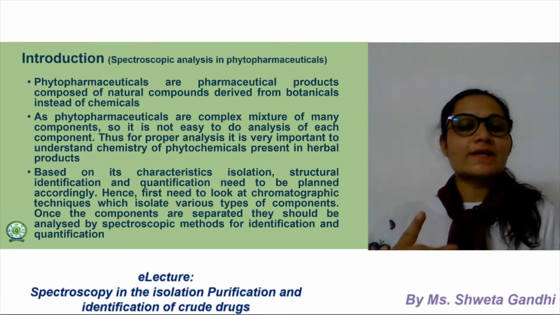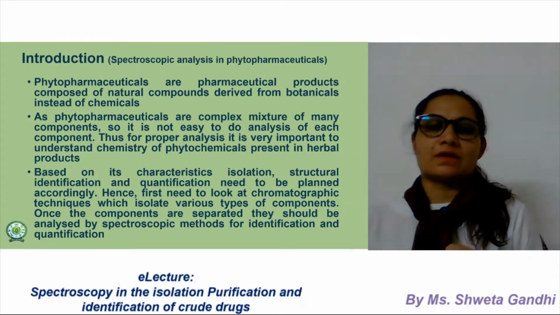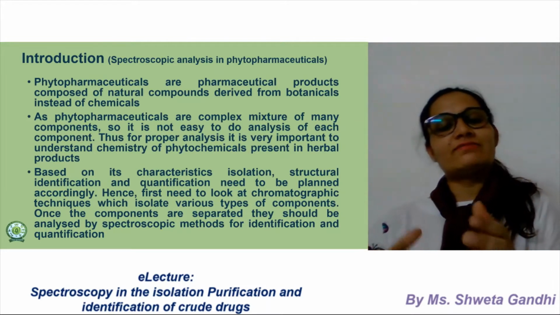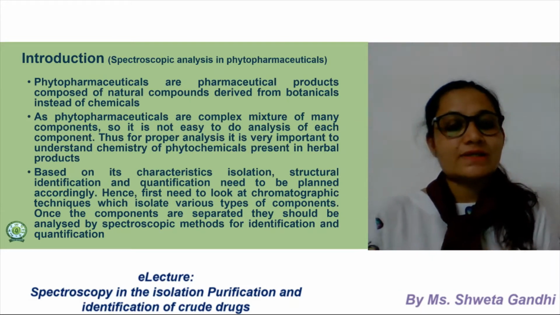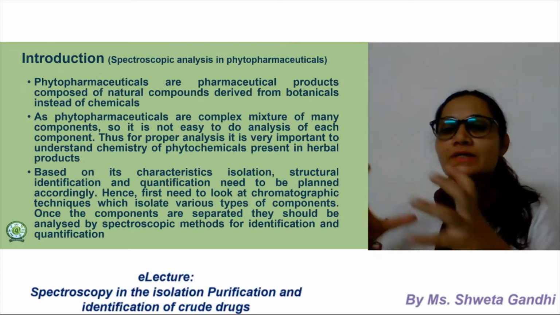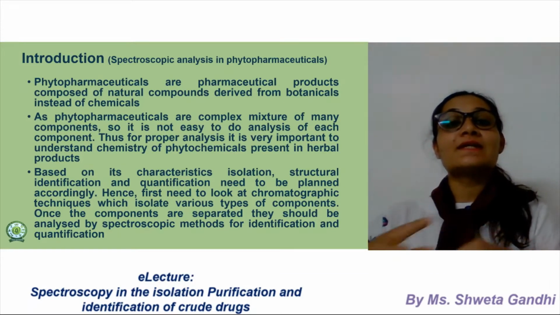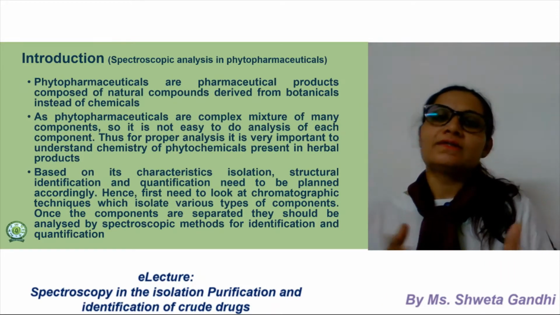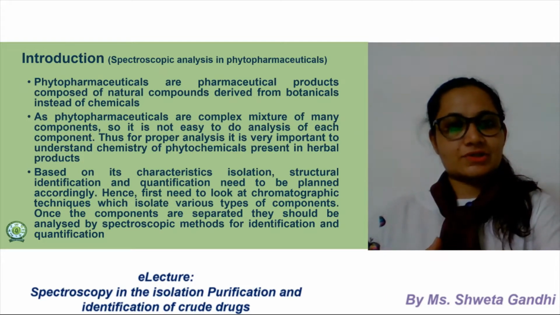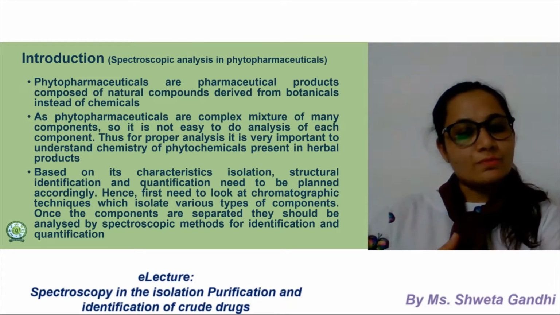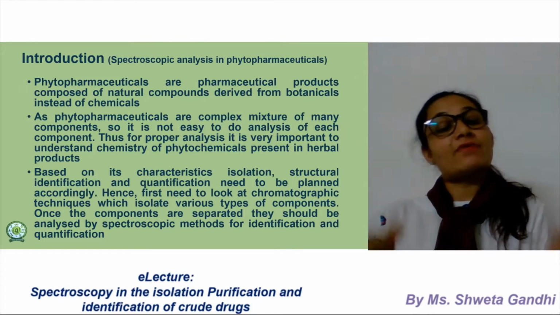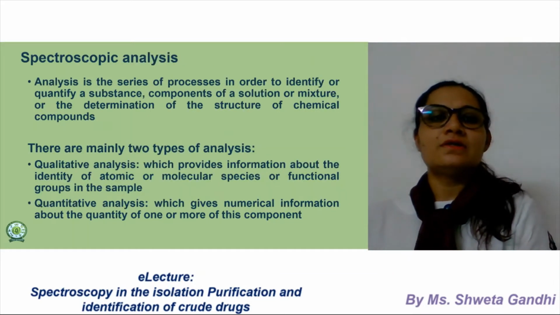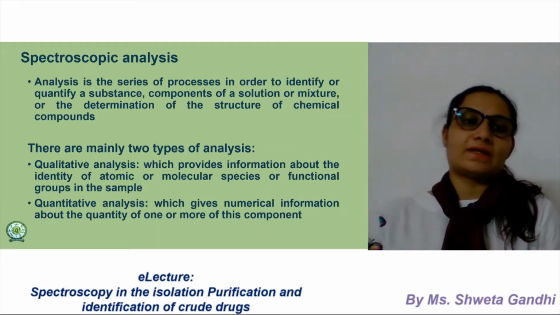First, we have to look at the chromatographic techniques which isolate the compound. First we will extract, then with the help of chromatographic technique, we will isolate the compound. Once the components are separated or isolated, then they can be analyzed with the help of spectroscopic methods. Got my point? First we do extraction, then we use chromatographic techniques for isolation, and for analysis we use spectroscopic methods. This is the introduction.